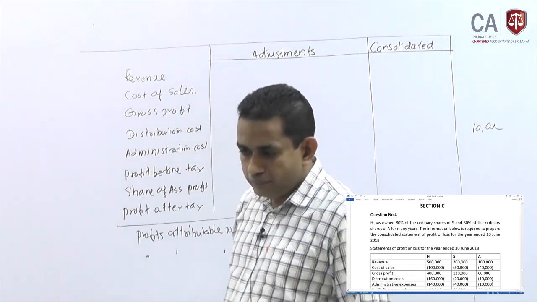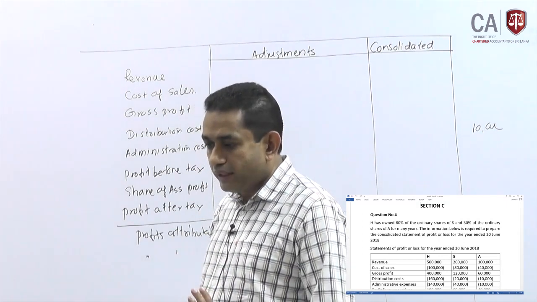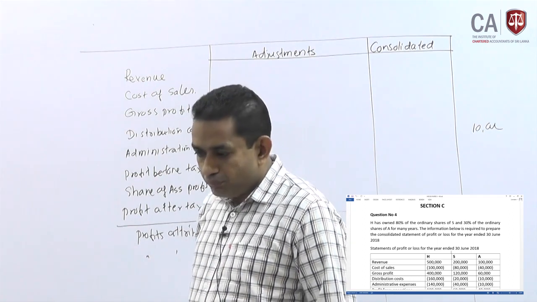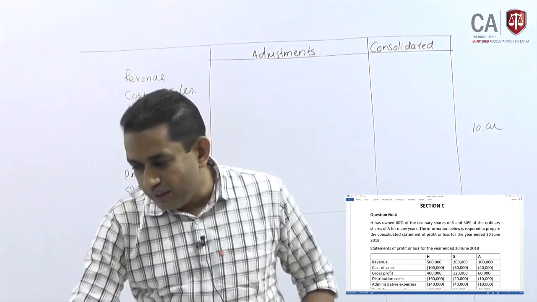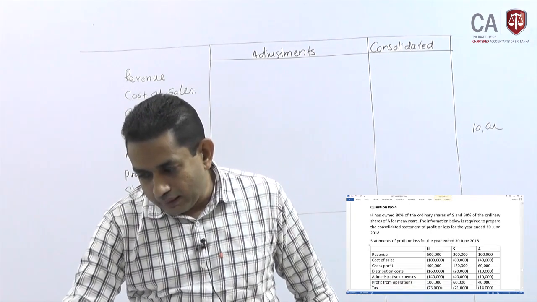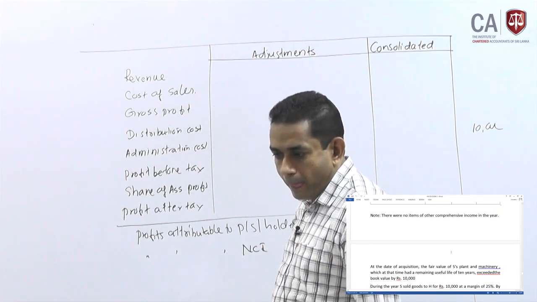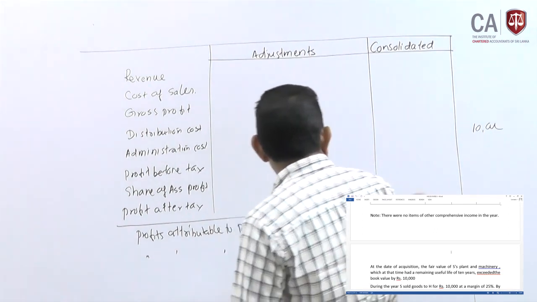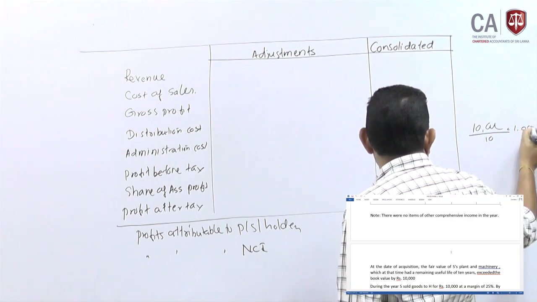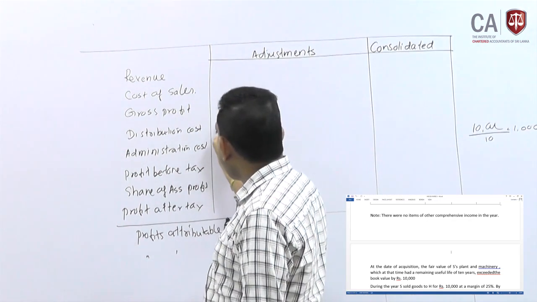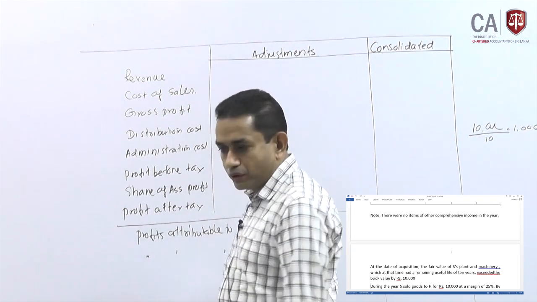Reporting date is 30th June. Acquisition date has not been given. H has owned 80% of ordinary shares of S for some time, so we have to charge a full year's depreciation. The remaining lifetime is 10 years. So, 10,000 divided by 10, required extra depreciation should be 1,000. Let me add it to administration cost.